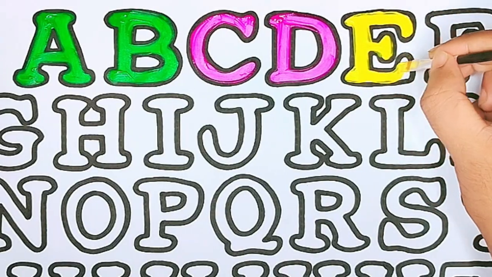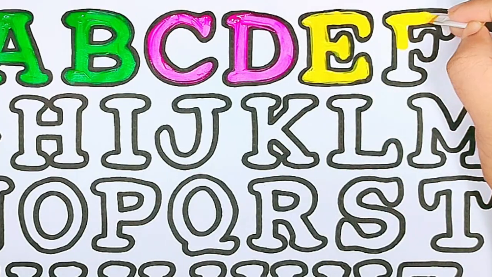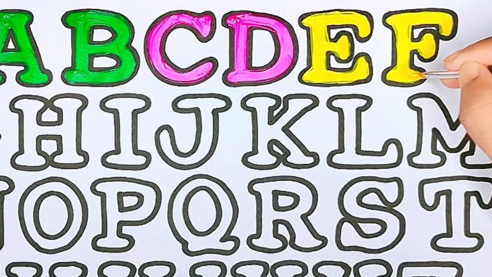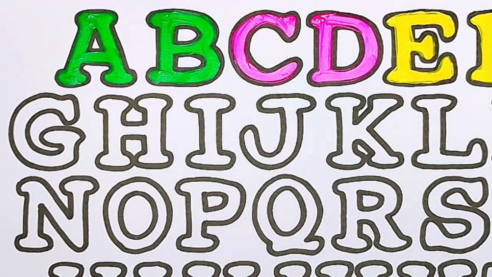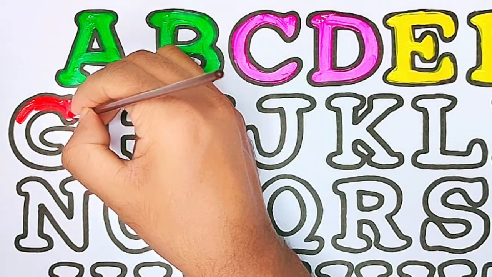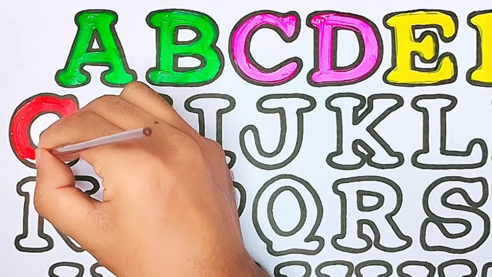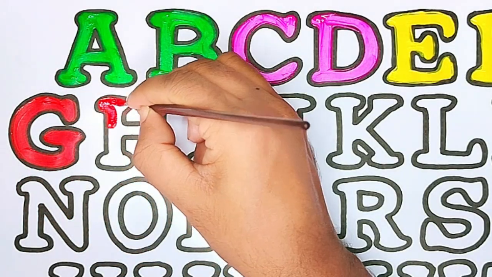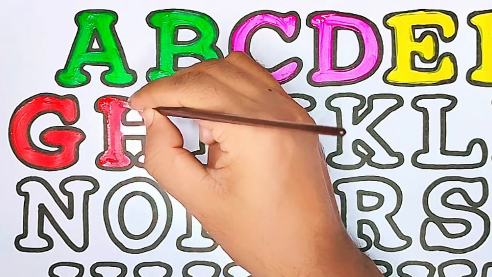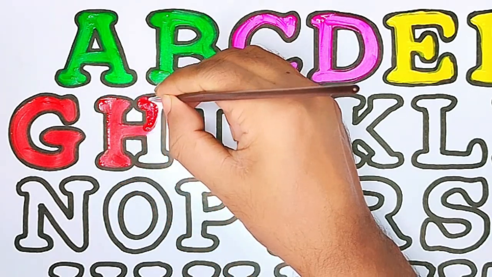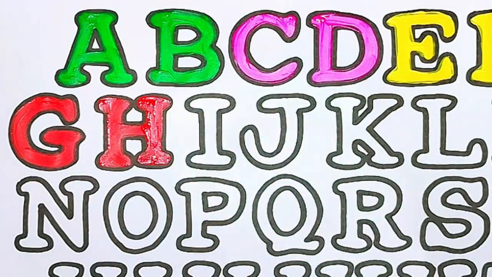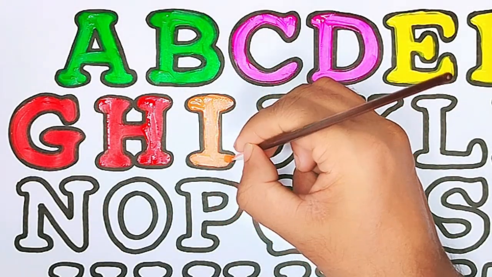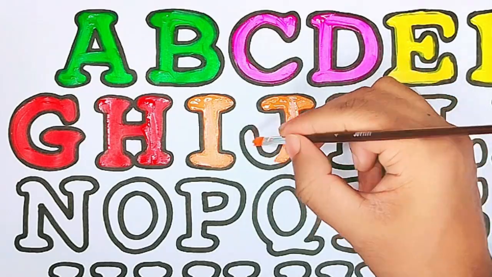E for egg. F for fish. G for grapes. H for heart. I for igloo. J for jug.